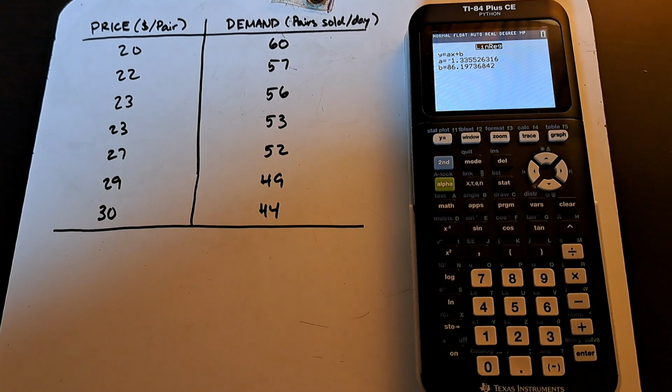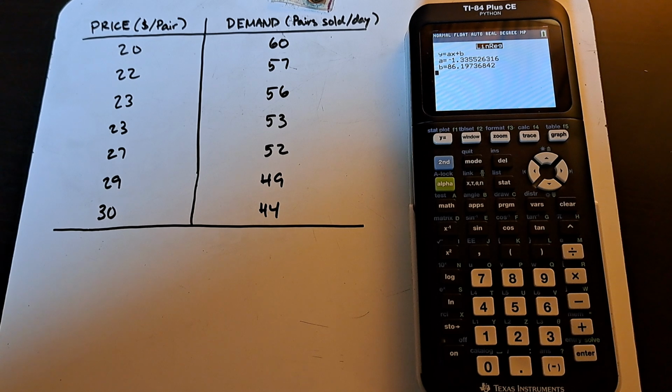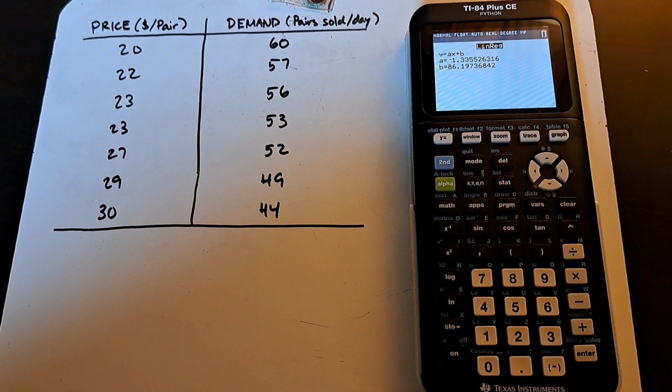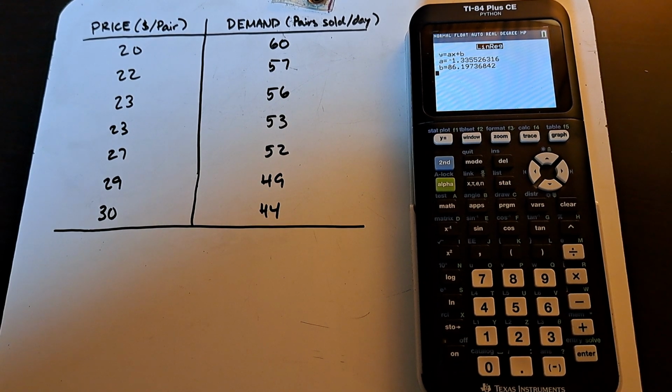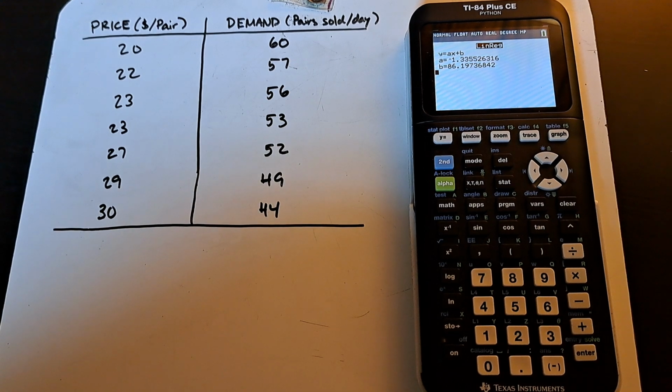All right, so it's telling me y equals ax plus b, or mx plus b. It's telling me my slope is about negative 1.336, and my y-intercept is about 86.2. So it makes sense. Our slope is negative. This line that we get is going to be trending down.